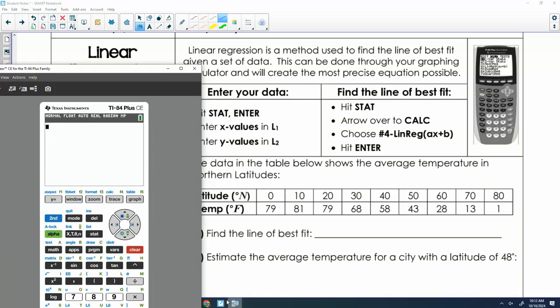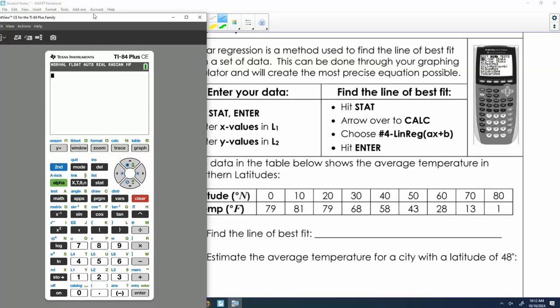So on your calculator, you are going to go to stat. If you don't see the button, look up here. It's the row with the green button, third one over. So you hit stat. It should look like this. And we are going to go to number 1, edit.